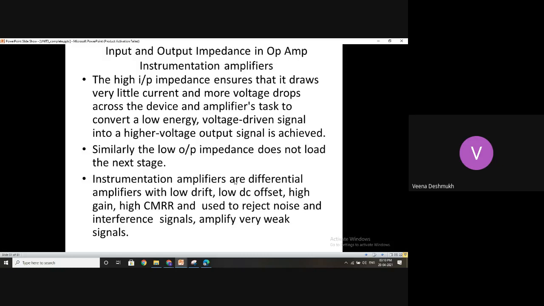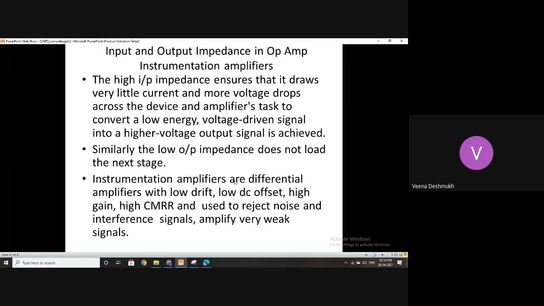So these are perfectly matched. High input impedance makes more voltage drop across it, and no current is drawn. Whereas on the output side, more current is made to flow and no voltage drops. So there is no wastage of the voltage. Entire current starts flowing through the output circuit.